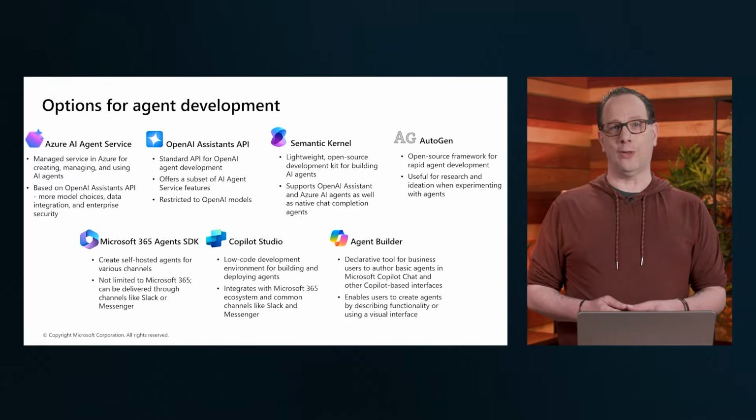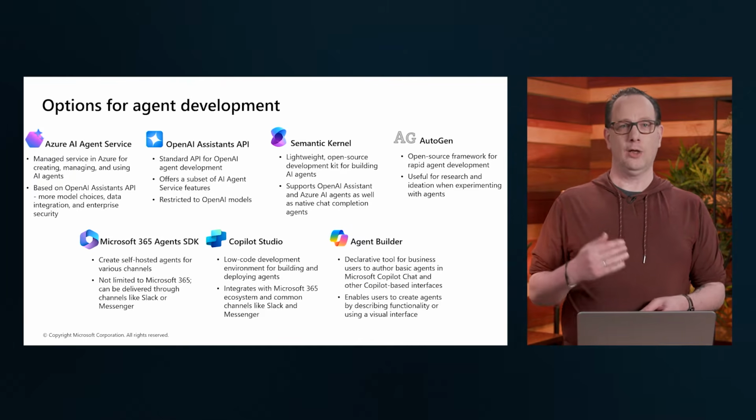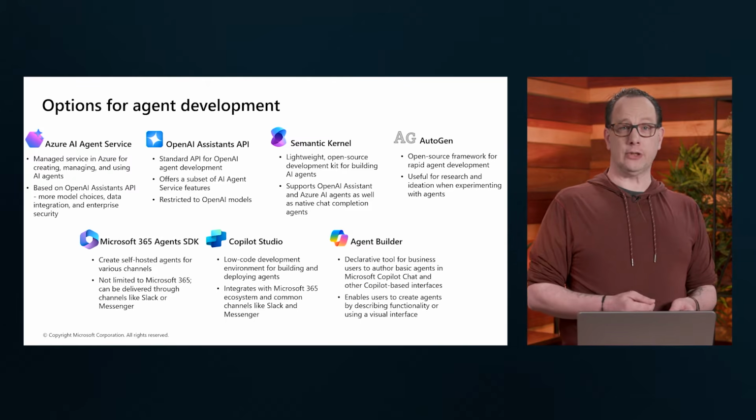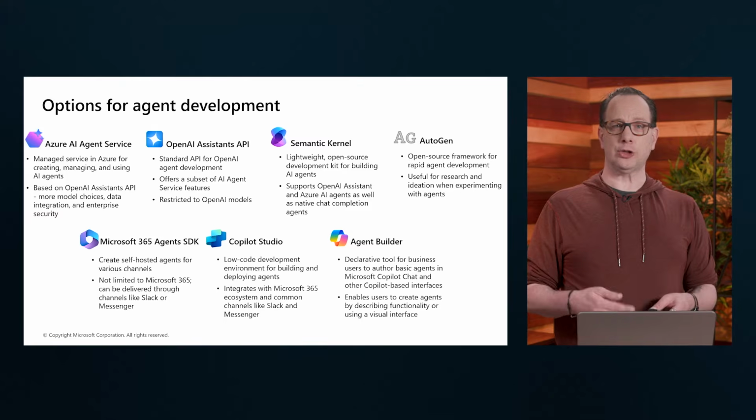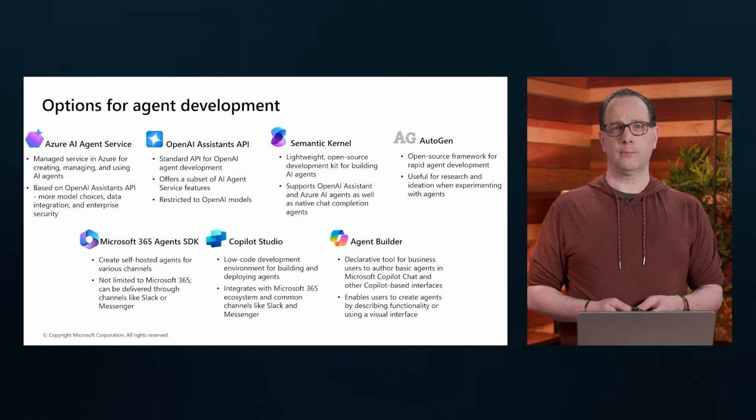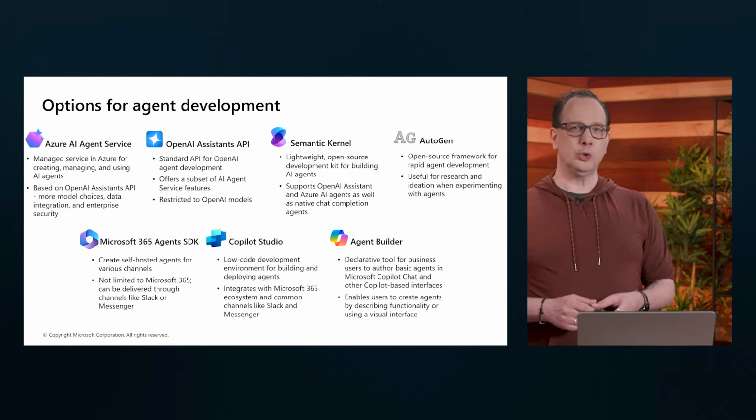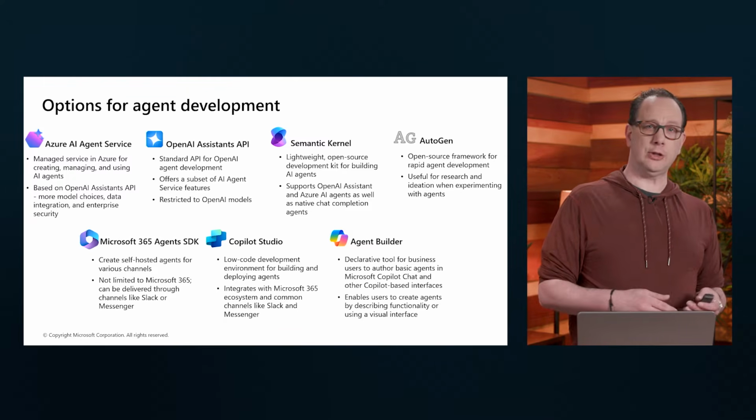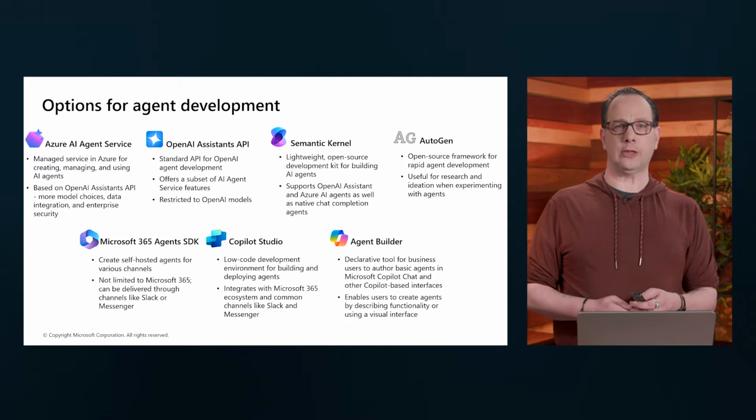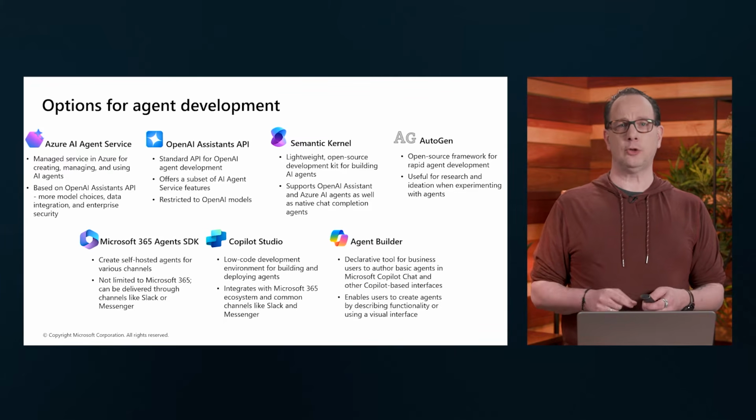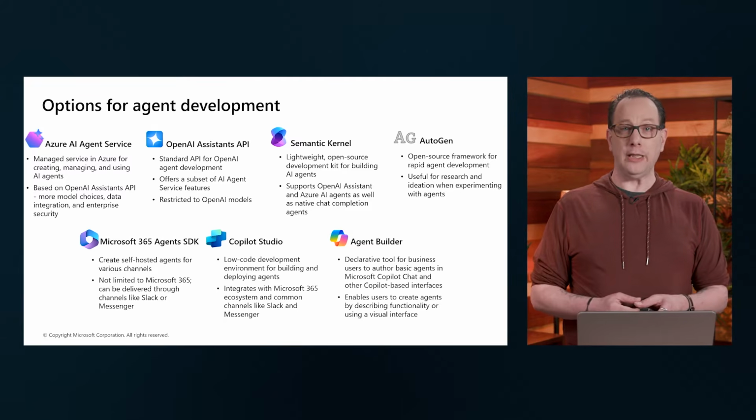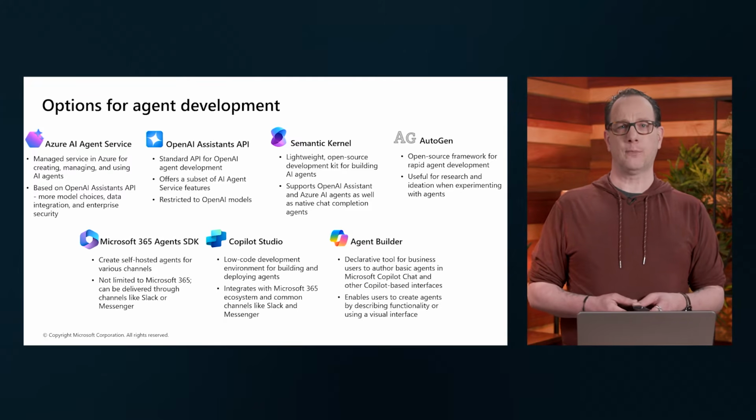Moving on more to the right-hand side, we got AutoGen. AutoGen is another open source framework for rapidly developing agents. It's useful as a research and ideation tool when experimenting with those agents. Now, if you're looking for tools to optimize the creation of agents that integrate, for example, with Microsoft Copilot or within Microsoft 365 environments, you should have a look at the one here below on the slide, of which the Microsoft 365 Agent SDK is the first one.